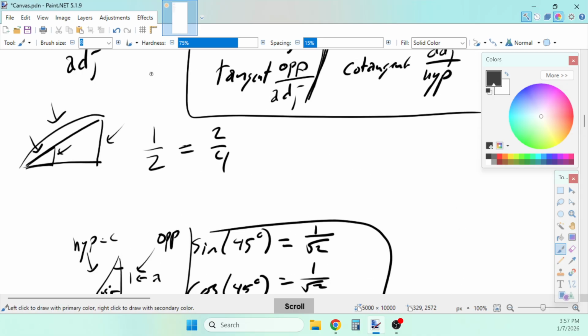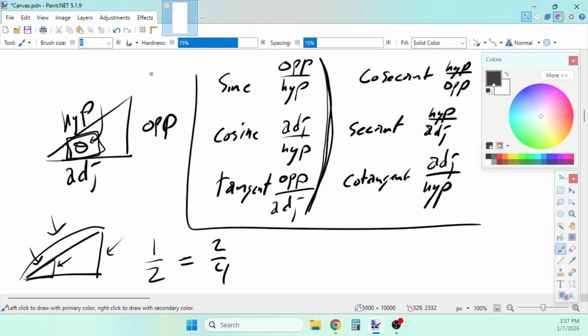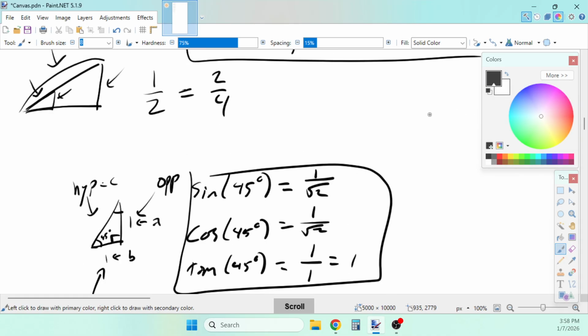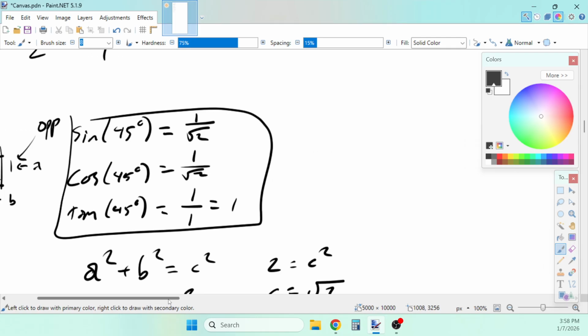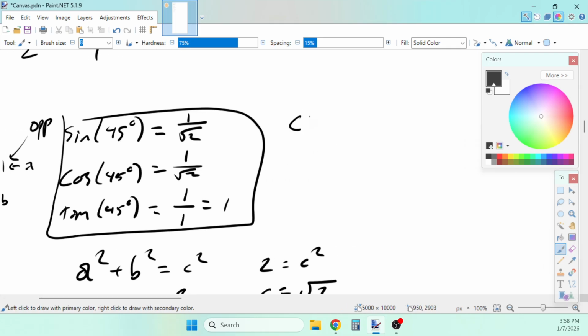Now, if we look at these definitions up here, we notice that cosecant and sine are reciprocals of each other. Secant and cosine are reciprocals of each other, and tangent and cotangent are reciprocals. And what that means is that we just take this fraction and we flip it over. So that means that our sine, cosine, and tangent can also give us the cosecant. 1 over square root 2 is just square root 2.